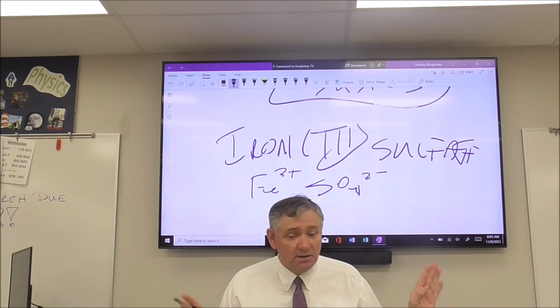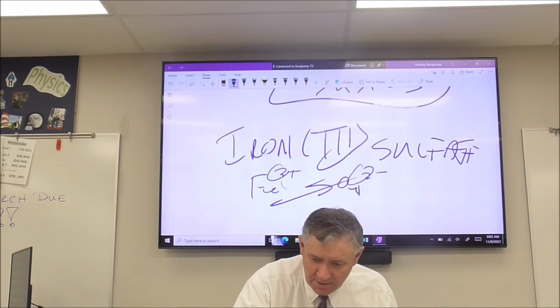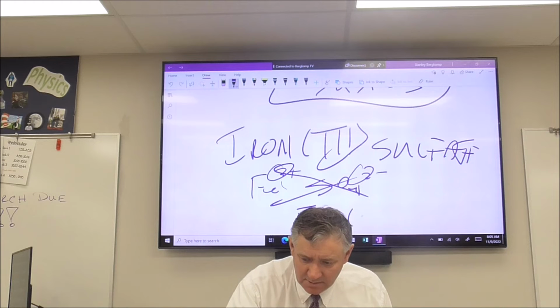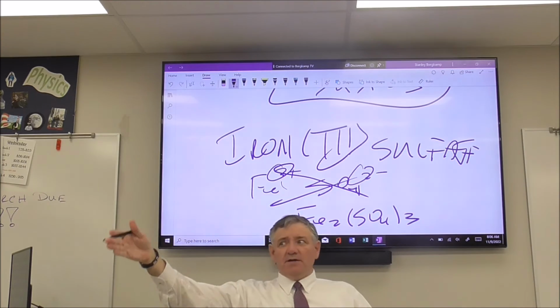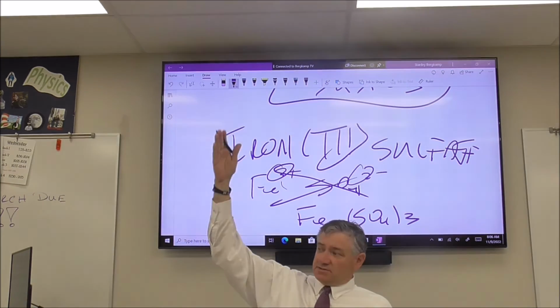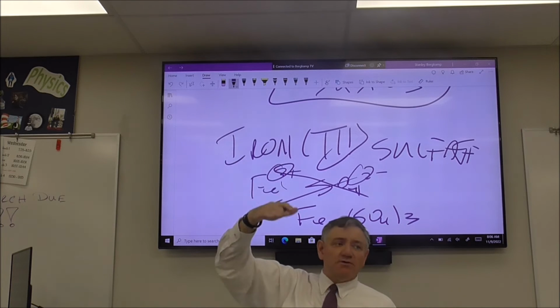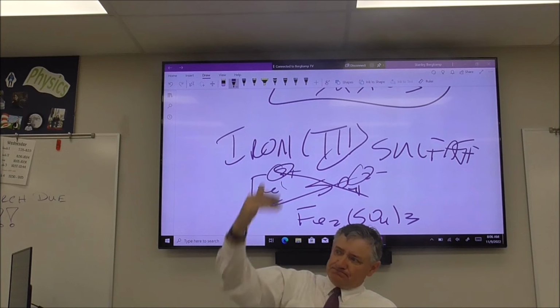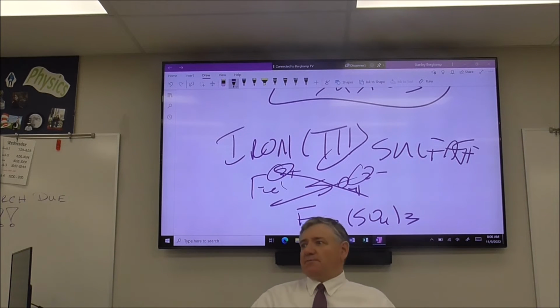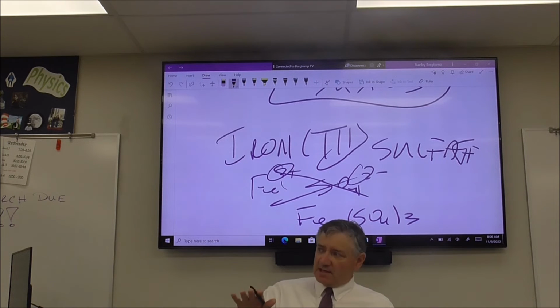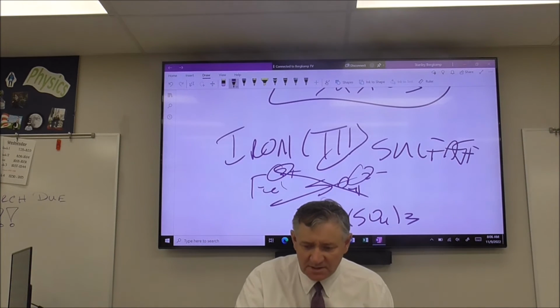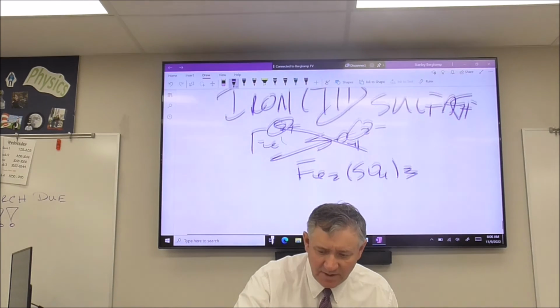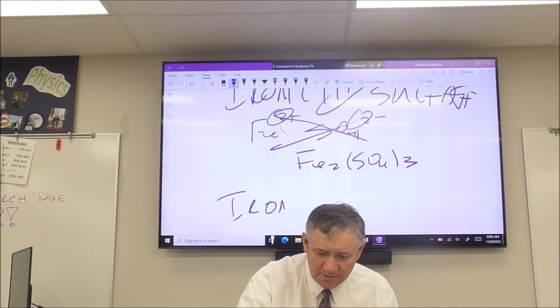Doesn't make any difference at all. So she's going to say, oh, that's going to go here, that's going to go here, Fe2(SO4)3. That's the easy part. But you have to know that sulfate is 2 minus. If you don't know that sulfate is 2 minus, we're stopped right there. That's what you have to watch out for. That's my theory.